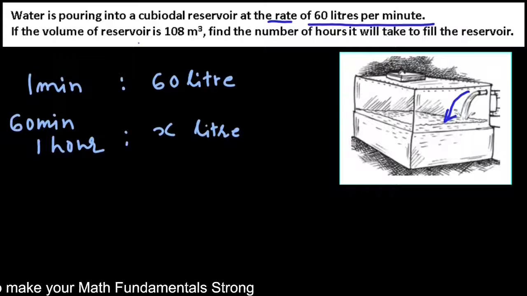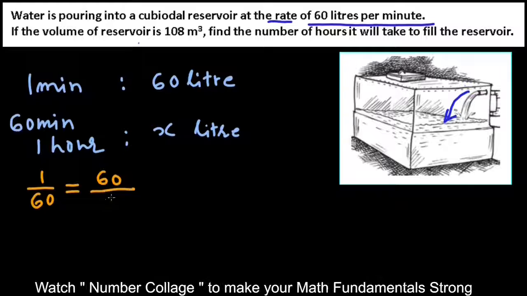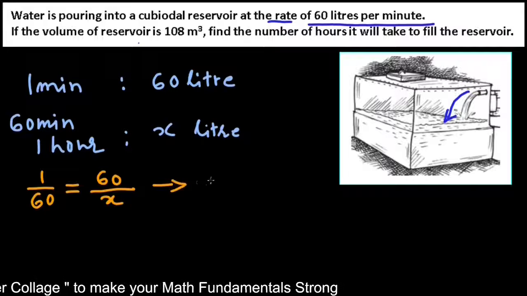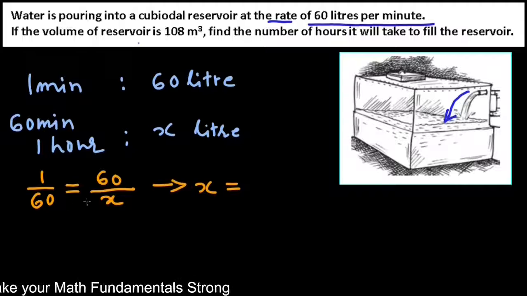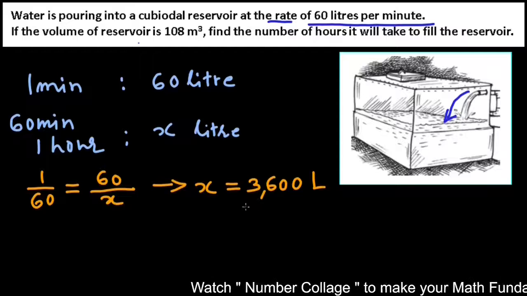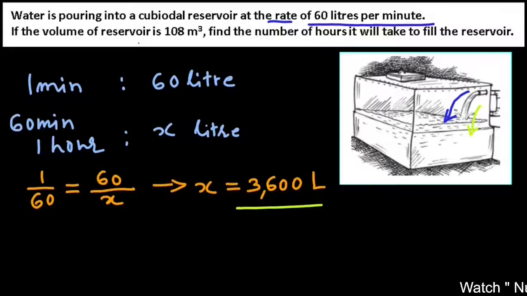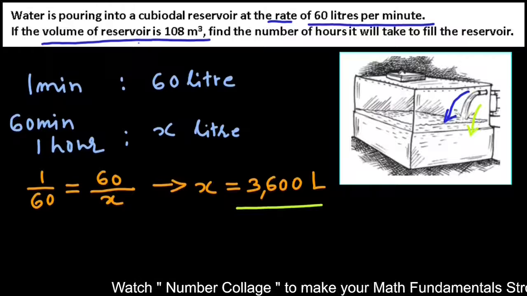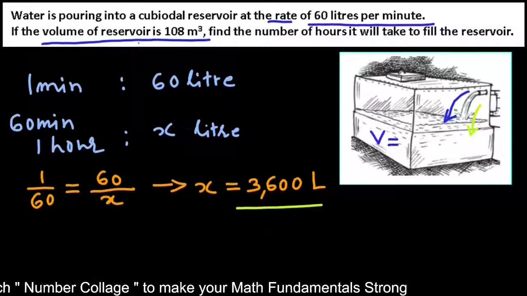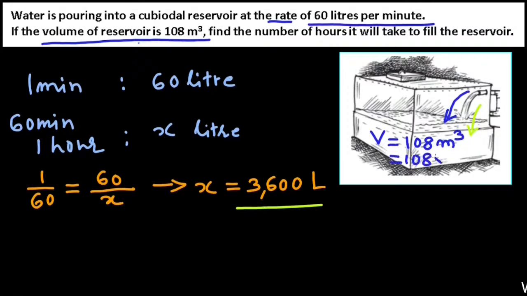So let's take the ratios. So it will be 1 upon 60 equals 60 upon X. So that gives us, by cross multiplication, X equals 60 multiplied by 60, that will be 3600 liters. So in 1 hour 3600 liters of water is poured into the tank. Now the volume of the reservoir is 108 meter cube. So the capacity V of this reservoir is 108 meter cube, which will be 108 multiplied by 1000 liters.